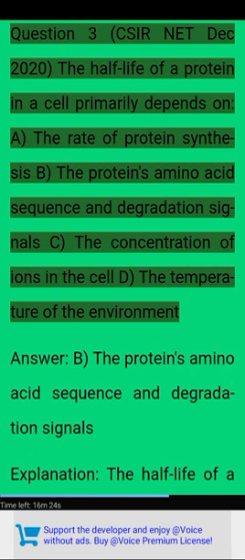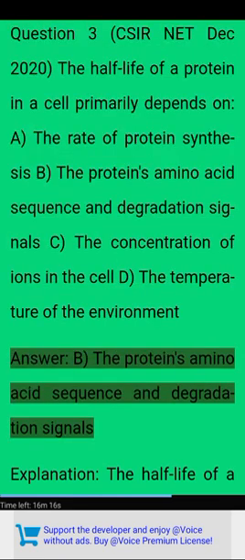Question 3. CSIR NET December 2020. The half-life of a protein in a cell primarily depends on: A. The rate of protein synthesis. B. The protein's amino acid sequence and degradation signal. C. The concentration of ions in a cell. D. The temperature of the environment. Answer. B. The protein's amino acid sequence and degradation signals.